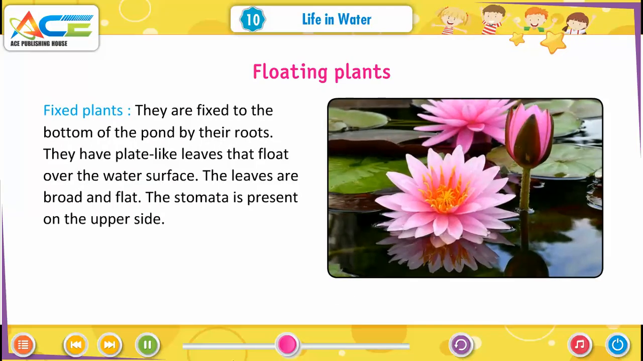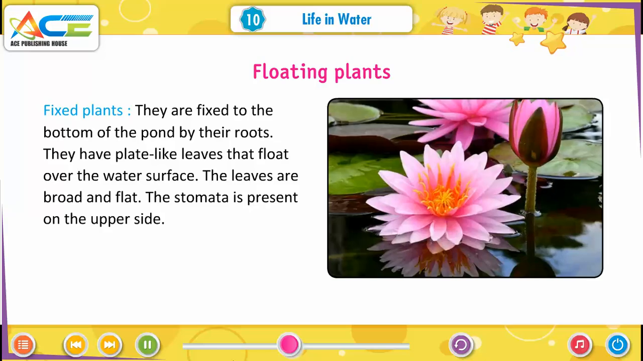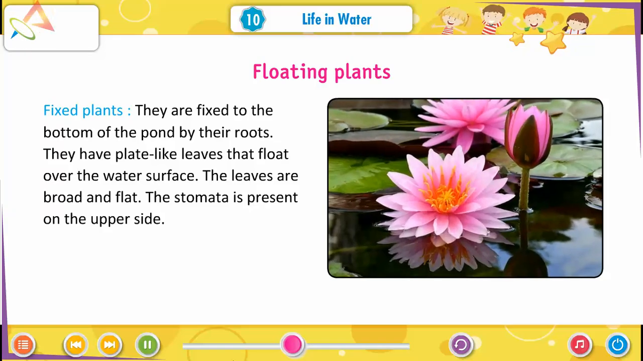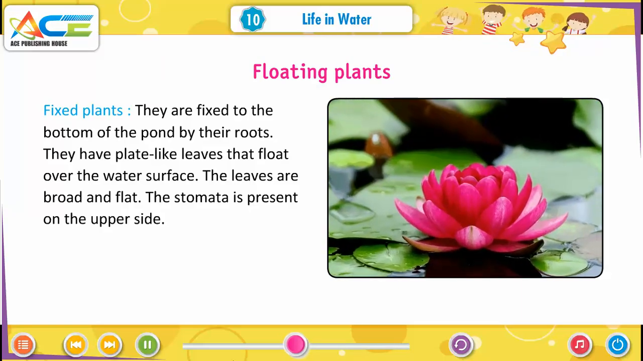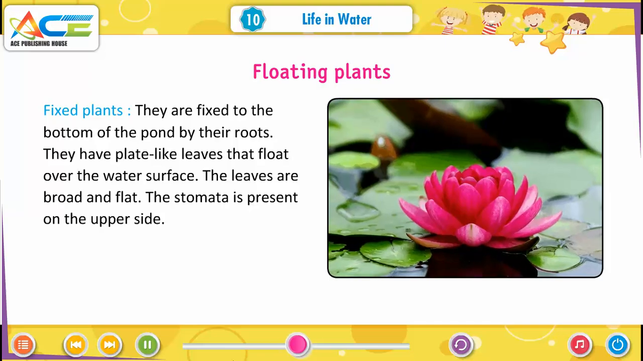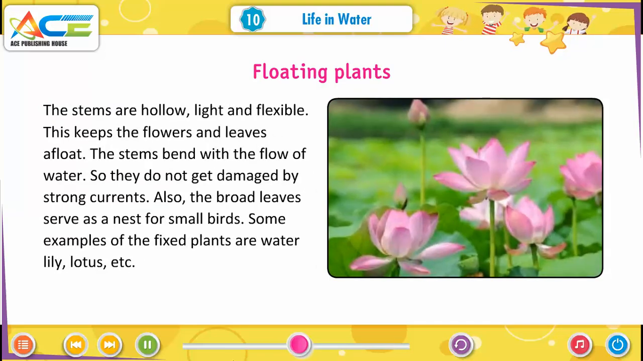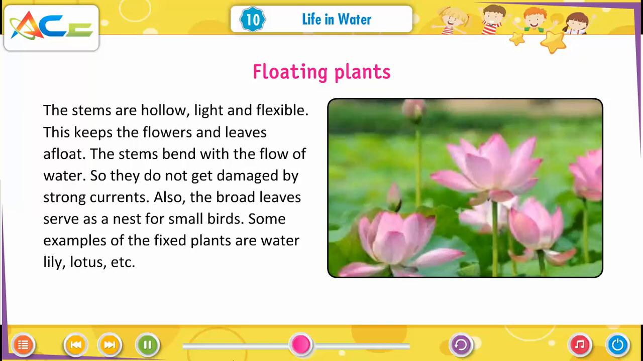Fixed plants. They are fixed to the bottom of the pond by their roots. They have plate-like leaves that float over the water surface. The leaves are broad and flat. The stomata is present on the upper side. The stems are hollow, light and flexible. This keeps the flowers and leaves afloat.